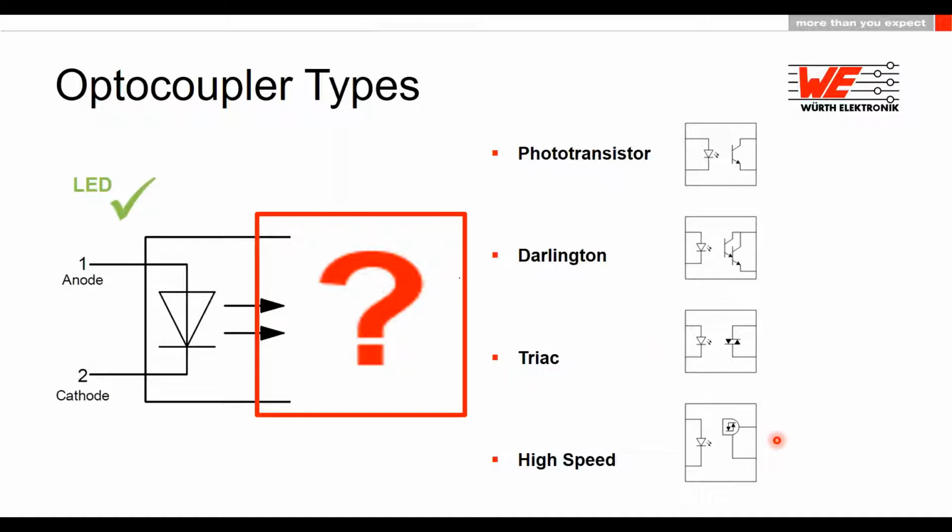And the last type I want to give you a rough overview of is the high-speed optocoupler type. As the name already says, these are optocouplers with high transmission rates, and they are used in computer interfaces and fast analog digital converters. These are the main 4 types on the market. In this webinar, we will focus on the optocoupler phototransistor type. So this is the first type here.